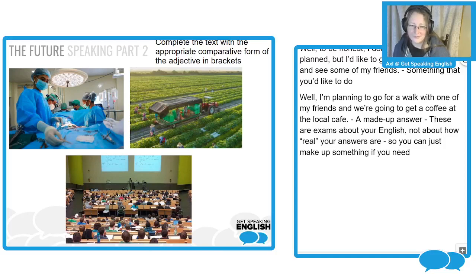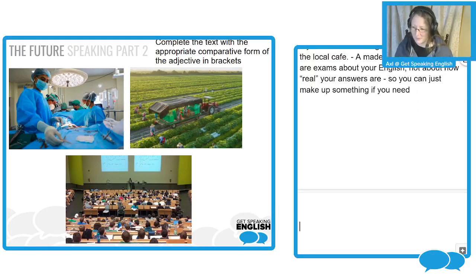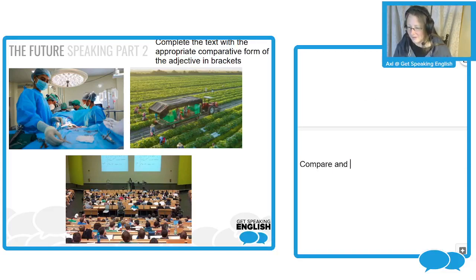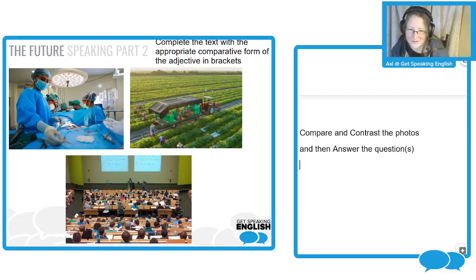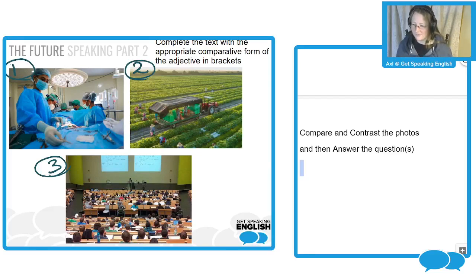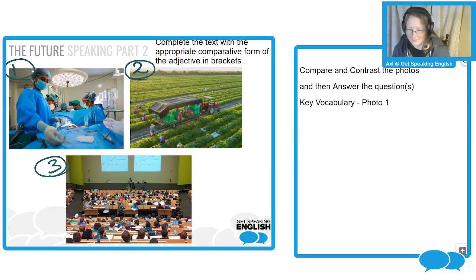All right. So first of all, let's think about how we're going to talk about these photos for starters. We have to compare and contrast the photos, and then answer the questions. First things first, let's get some ideas about how to describe these photos. Let's just focus on photo 1, photo 2, photo 3. Let's look at some key vocabulary for maybe photo 1. If you have any ideas, throw them out there. We can generate our list of ideas here together.